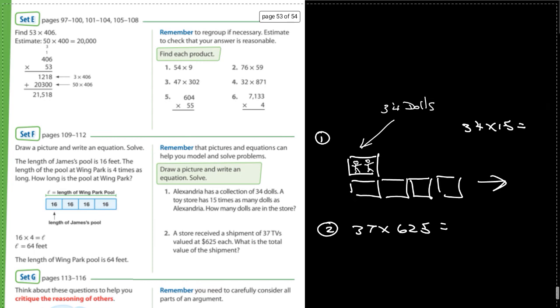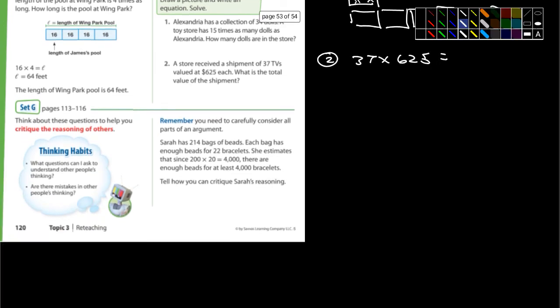And let's see here. Finally, set G. You need to carefully consider all parts of the argument. Sarah has 214 bags of beads. Each bag has enough beads for 22 bracelets. And she estimates that 200 times 20 equals 4,000. Are there enough beads for at least 4,000 bracelets? All right, I'll let you guys think about that. See if you can come up with an answer. So that's it for the Chapter 3 review. And I'm going to end this video.